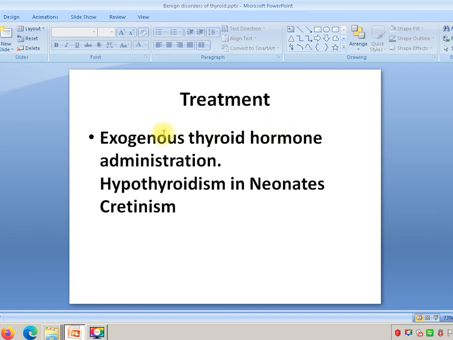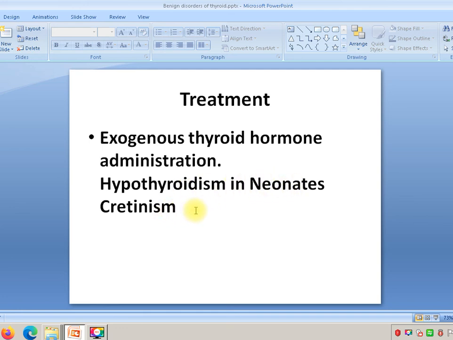for treatment, exogenous thyroid hormone is prescribed. Then hypothyroidism in neonates is again important to discuss, because if we intervene in a timely manner, good; if we are not rendering timely intervention, then it may lead to permanent disorders in the neonates. So here hypothyroidism occurring in neonates can produce cretinism.